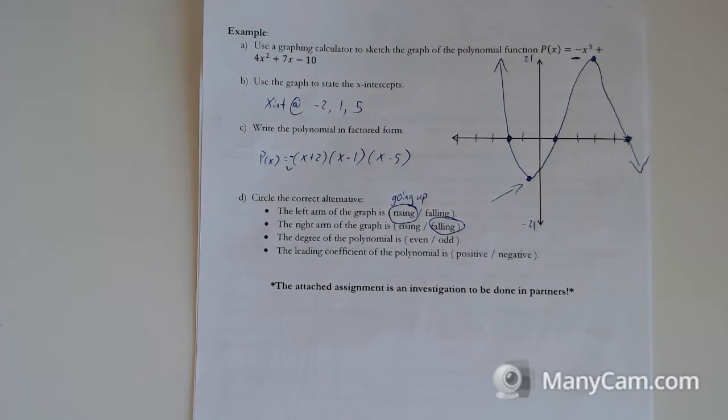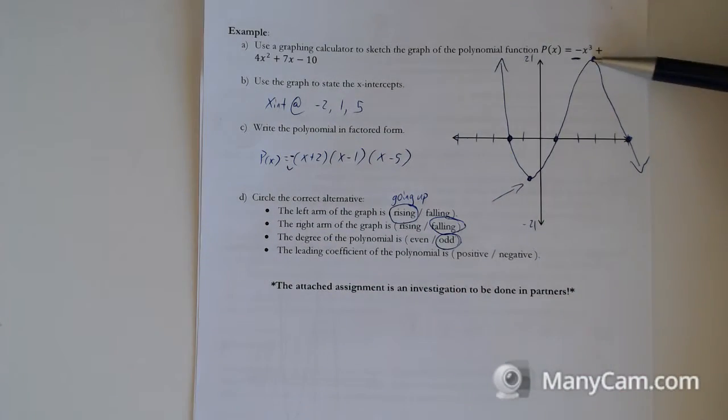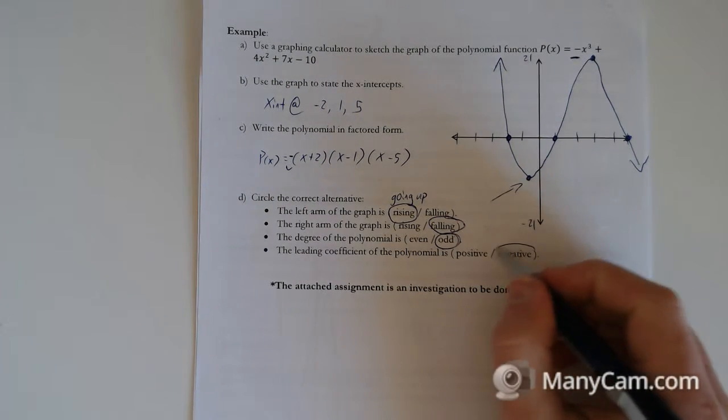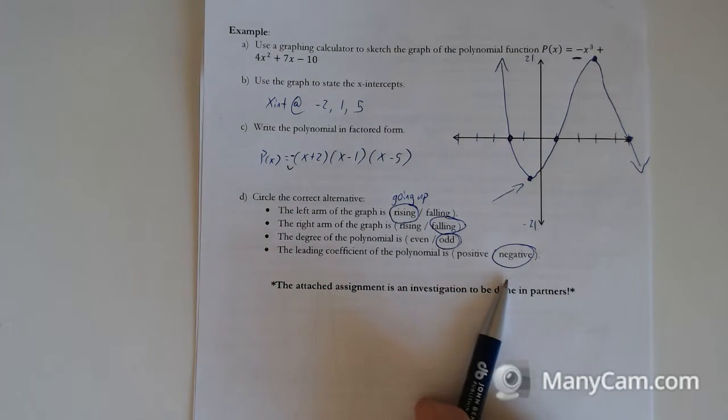The degree of the polynomial is odd. In case you forget, this is a third degree polynomial. The degree of the highest term, the degree of the first term, if it's in the right order, is 3. And the leading coefficient of this polynomial is negative. And these are general rules. You should be able to figure out these pretty easily just from this graph.